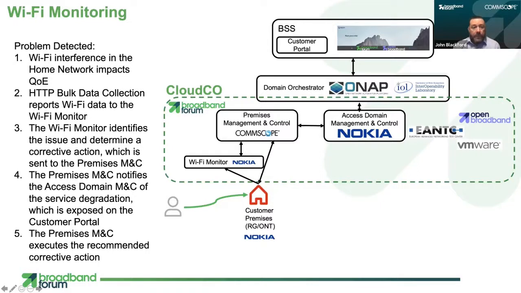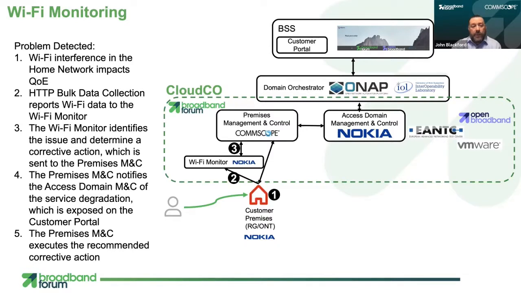And so at first here we have a Wi-Fi interference impacting the home network, which is indicated by this red home here. In step 2, we see the bulk data collection reports being sent to the Wi-Fi monitoring with information about Wi-Fi data and the performance of the environment.